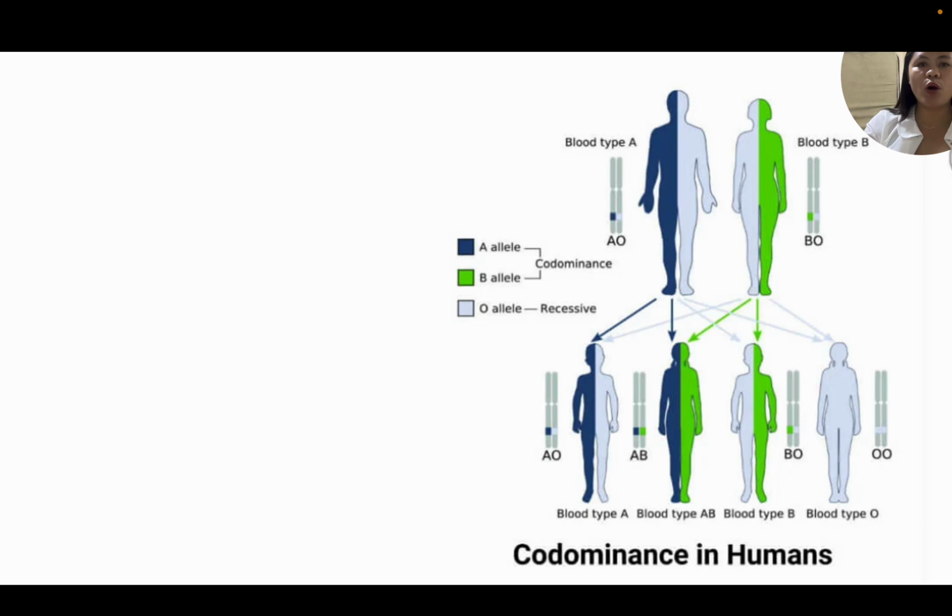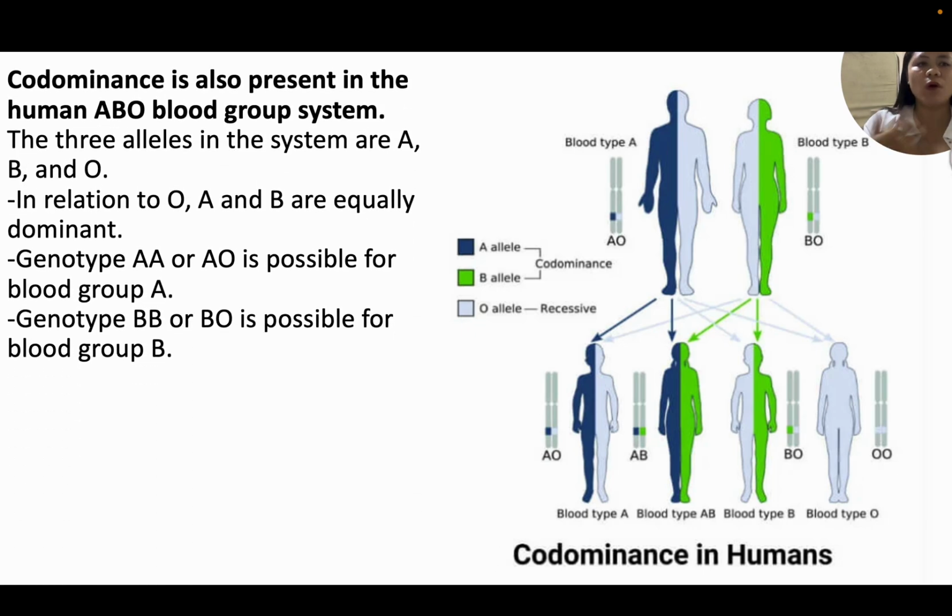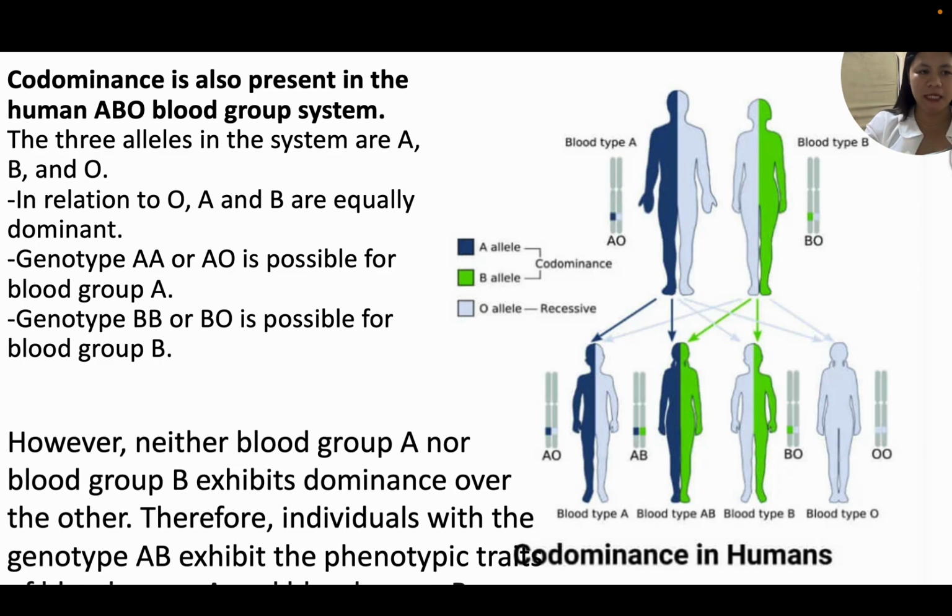So next is codominance in humans. Codominance is also present in the human ABO blood group system. The 3 alleles in the system are A, B, and O. In relation to O, A and B are equally dominant, like they can just mix with the O. Okay? Genotype AA or AO is possible for blood group A. Genotype BB or BO is possible for blood group B.